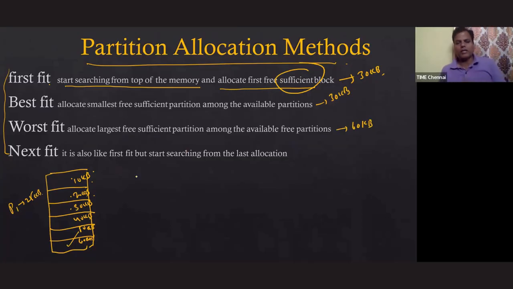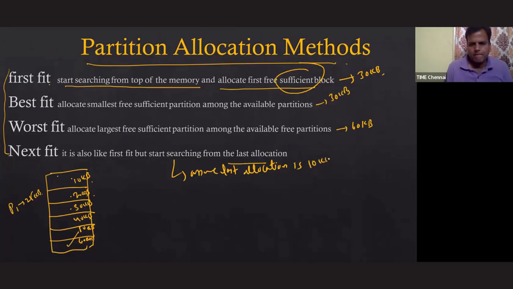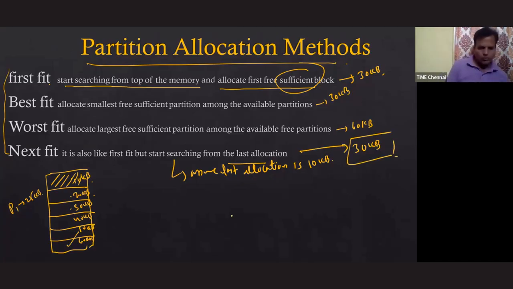Next fit. It also works like first fit, but starts searching from the last allocation. Let's assume the last allocation was made somewhere here. Now start searching from the next one. Is 20 sufficient? Free but not sufficient. Is 30 sufficient? Yes. Okay, hope you understood this one. Now you try this one.